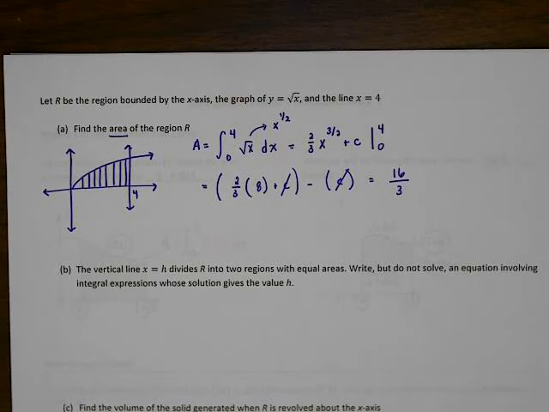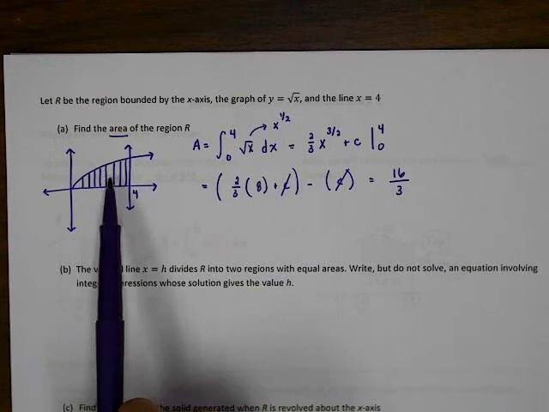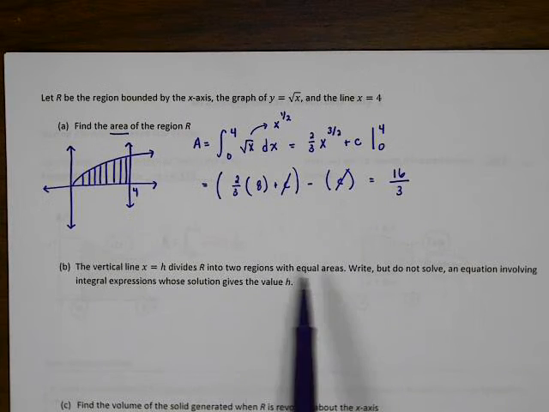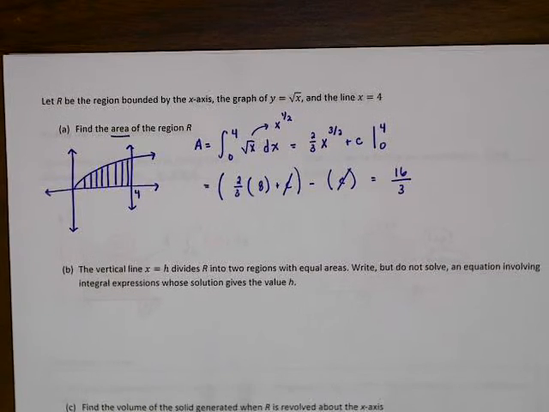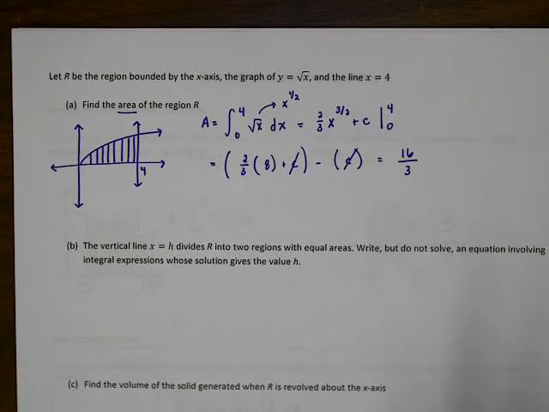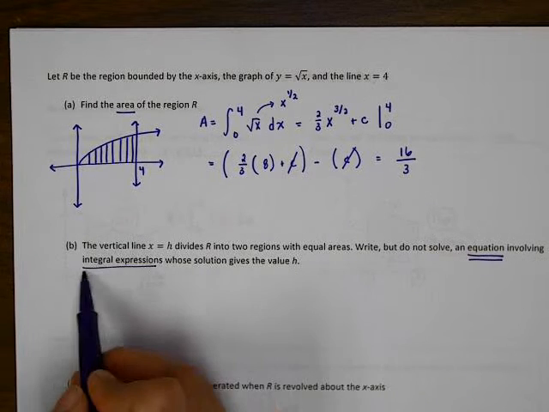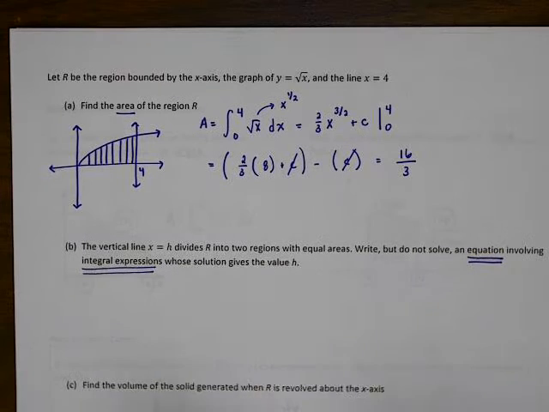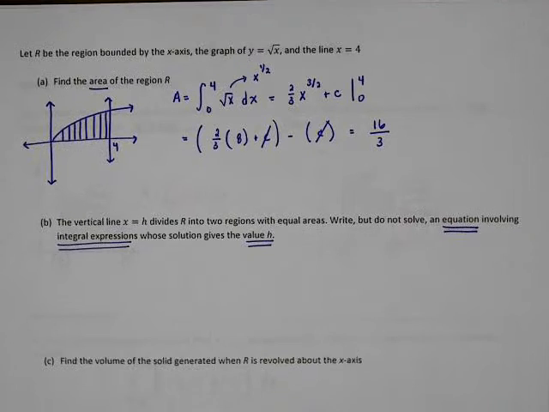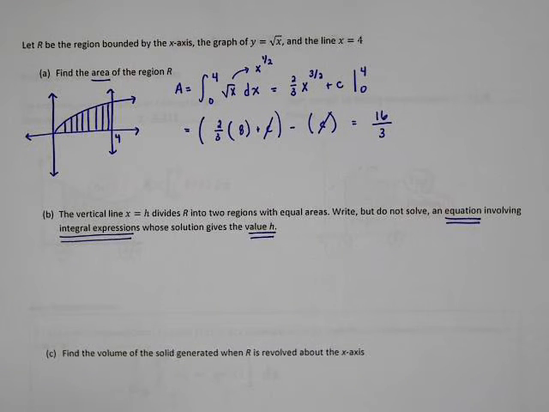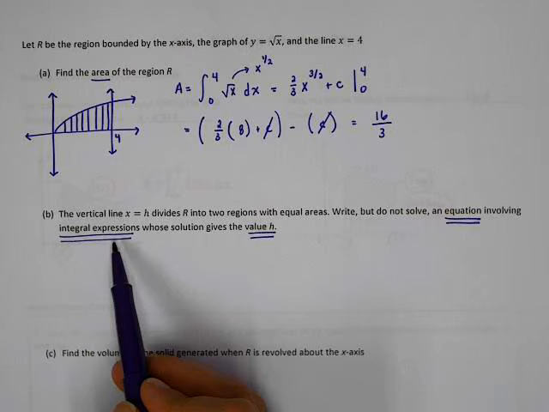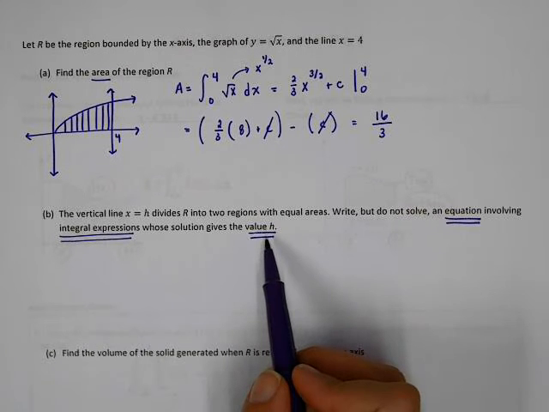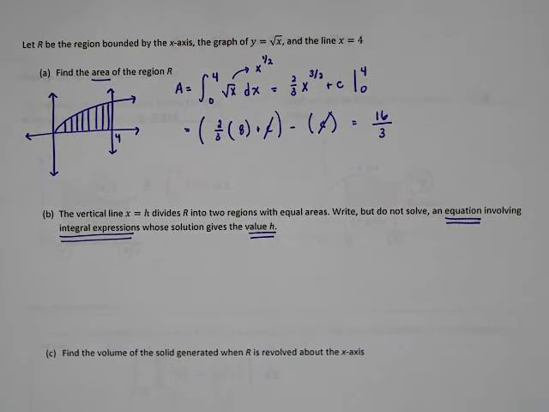Part B says the vertical line x equals h divides R, this guy, into two regions with equal areas. Write, but do not solve, an equation involving integral expressions whose solution gives the value h. So I know that my goal here, based on this question, is to write an equation. There better be an equal sign that has integrals in it, where h is one of the variables. So let's try to visualize what's happening here.